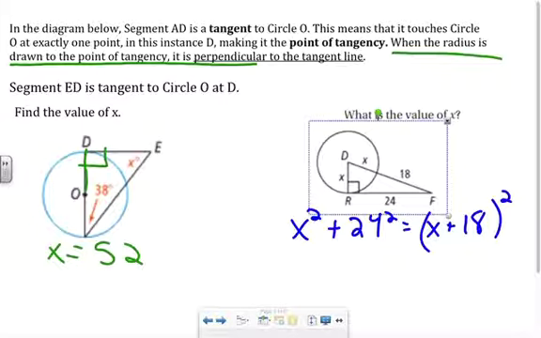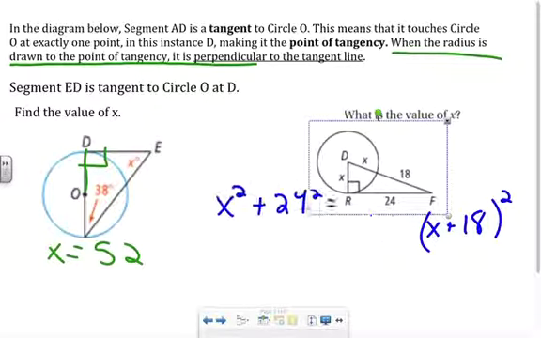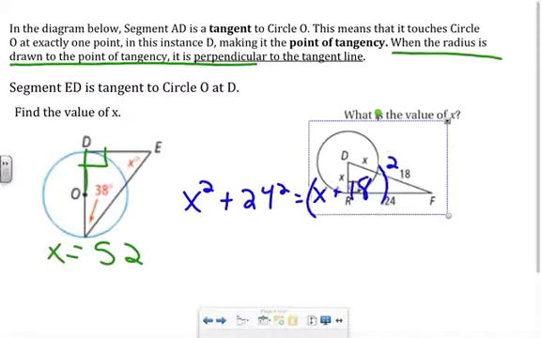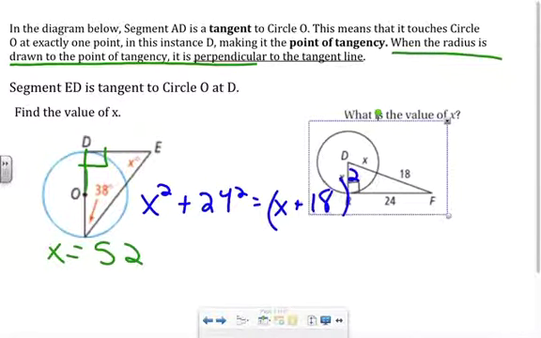It's a common but dreadful mistake to think that x plus 18, quantity squared, is just x squared plus 18 squared. It's not. Think about what it means to square something. It means that you're multiplying it by itself. So I could think of this as x plus 18 times x plus 18. Any math words coming to mind?